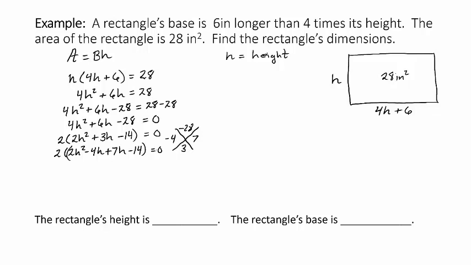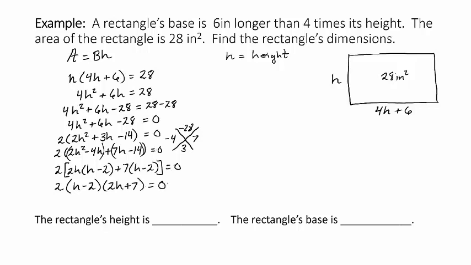Okay, so now do the factor by grouping. All right. So I've got 2 times... from the first group, 2h squared minus 4h, I can pull out 2h. And what's left? h minus 2, right? And in the second grouping, 7h minus 14, I can pull out 7. And I'll be left with h minus 2. Again, don't lose that equal to 0. All right, now h minus 2 is common to both, so I can pull that out. And what's left over? 2h plus 7.